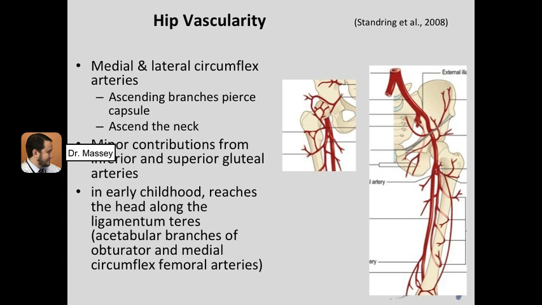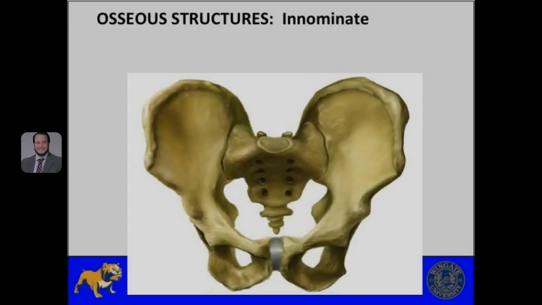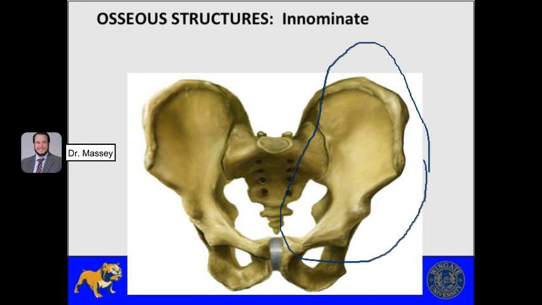And in childhood, there's also arterial supply within that ligamentum teres as well. I'll talk about that on a subsequent slide. And on to the innominate.